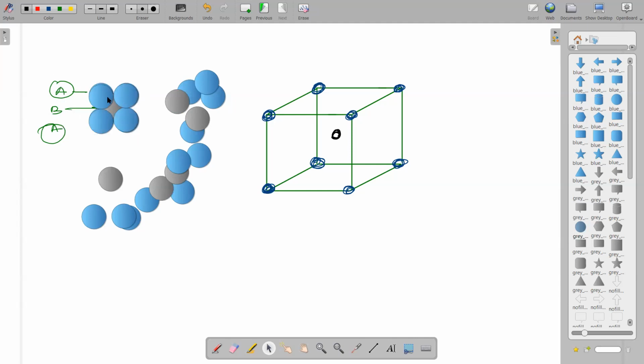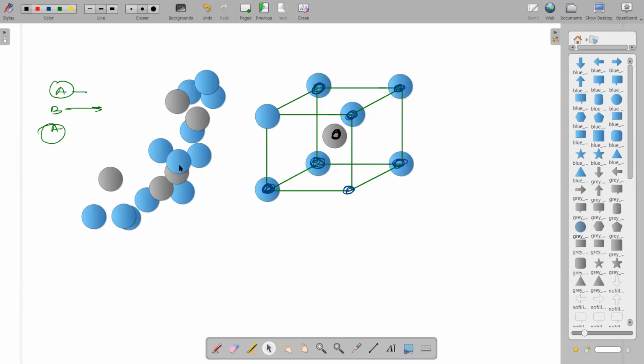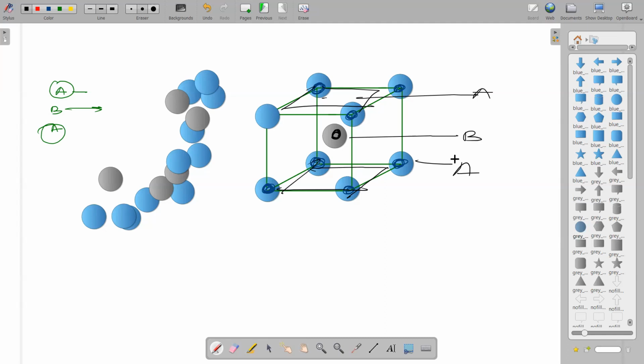On top you have the blue ones, and just in the middle of them you have the black one, and then in the lower layer you have the blue ones. Can you see how the unit cell was formed? This layer was A, then this was your B layer, and this whole layer was again A layer. So whenever you make a unit cell, you have to start with A, then B, then again A. So you have seen how the unit cell is.